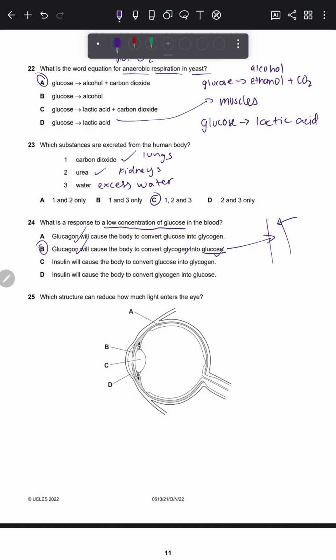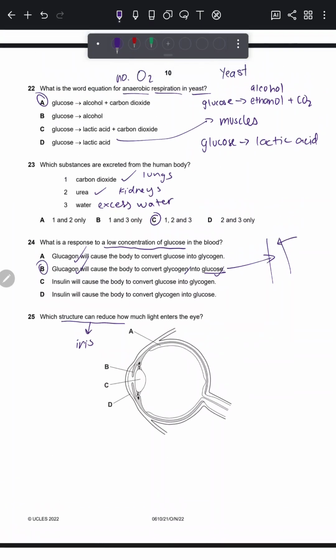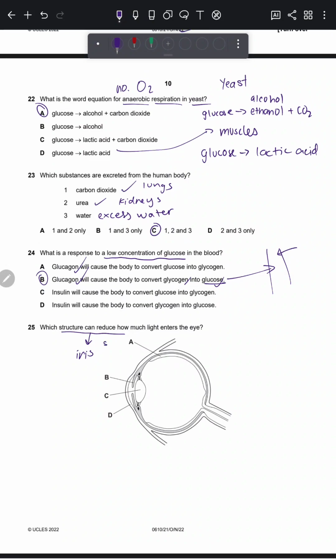Which structure can reduce how much light enters an eye? So, which structure can reduce this? It is the iris. And we have to identify all the structures here. So A is the sclera, B is the iris, which is our correct option, C is the lens, and D is the cornea.